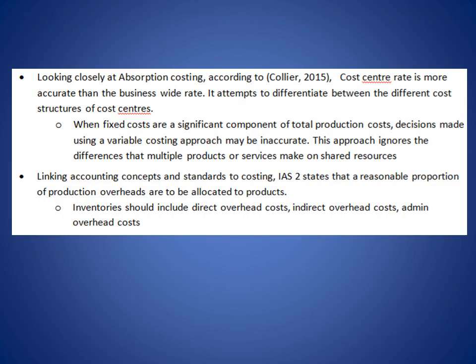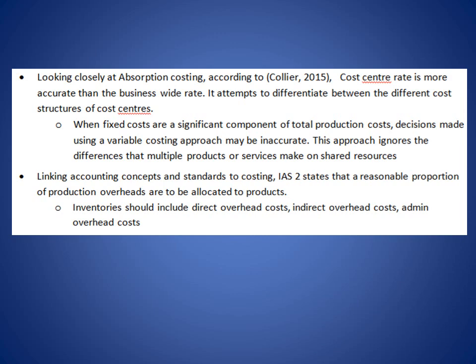Looking closely at absorption costing, according to Collier 2015, cost center rate is more accurate than the business-wide rate. It attempts to differentiate between the different cost structures of the cost centers. And when fixed costs are a significant component of total production costs, the decisions made using a variable costing approach may be inaccurate because it ignores the differences that multiple products or services make on shared resources. That is why absorption costing becomes important in this case.